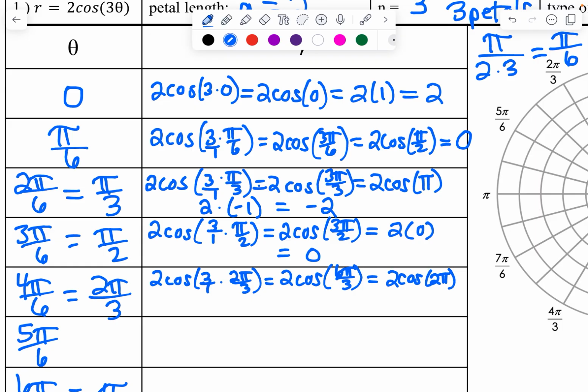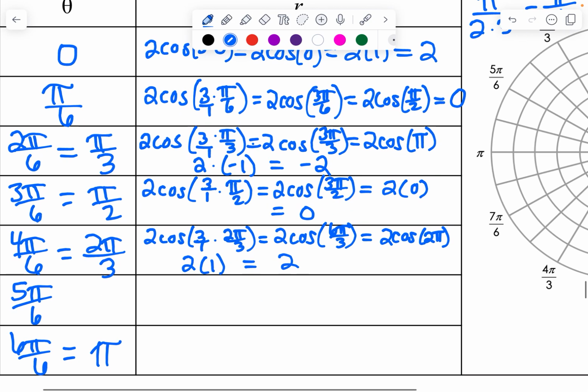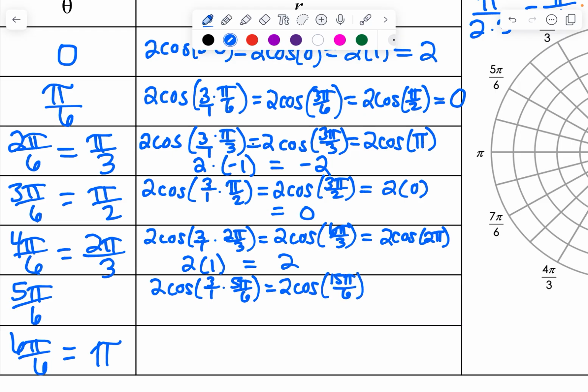Which is the same as 0, and we know there the cosine is 1. So 2 times 1 gives us 2. If we plug in 5 pi over 6, so again 3 over 1 times 5 pi over 6, we'd have 2 times the cosine of 15 pi over 6. 15 pi over 6, both 15 and 6 are divisible by 3, so it really reduces to 5 pi over 2, which we know would end up back at pi over 2, and there the cosine is 0. So 2 times 0 equals 0.